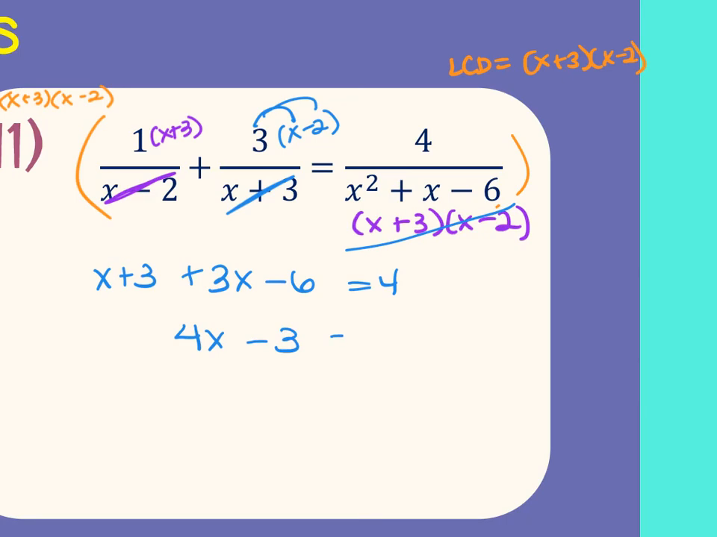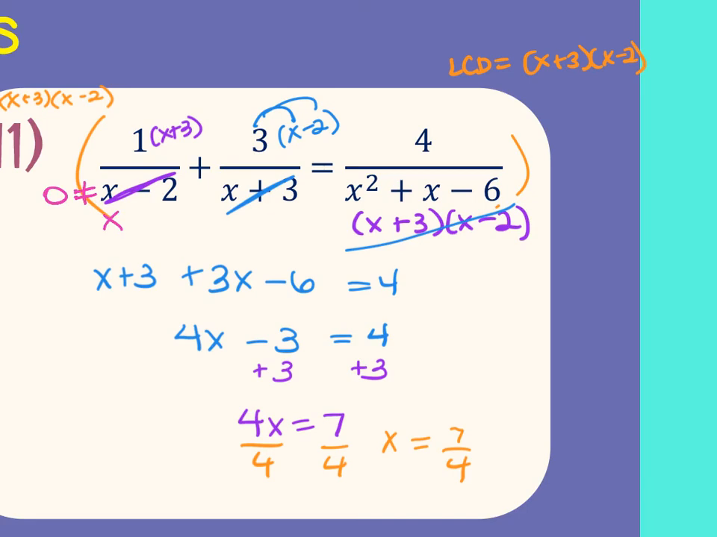4x minus 3 equals 4. Add the 3 to both sides. Divide by 4. And x equals 7/4. Check your initial denominators. If x minus 2 cannot equal 0, then x cannot equal 2. If x plus 3 cannot equal 0, then x cannot equal negative 3. And then I don't have to do it again because they're the same in that last denominator. So I don't rule it out. I keep the 7/4.